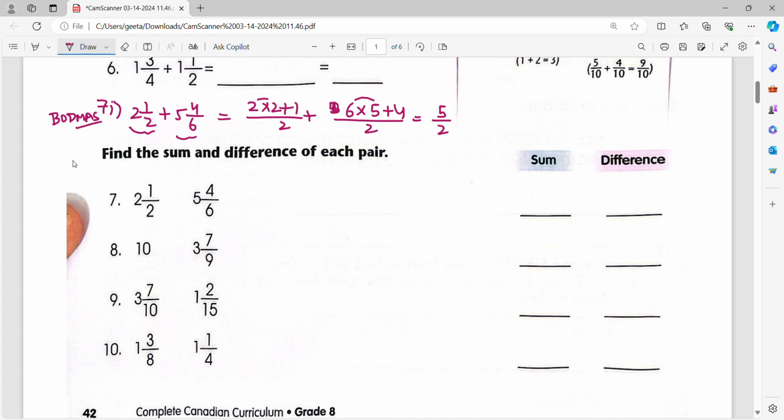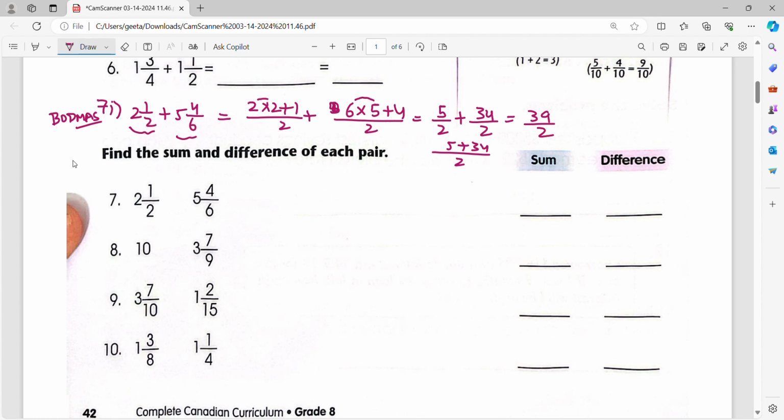So this is 6 into 5, 30. 30 plus 4 is 34. So this is 34 by 2. Now I think the denominator is the same, my dear, so we can directly write 5 plus 34, with LCM being 2. 5 plus 34 is 39 by 2. Okay, this is the sum.